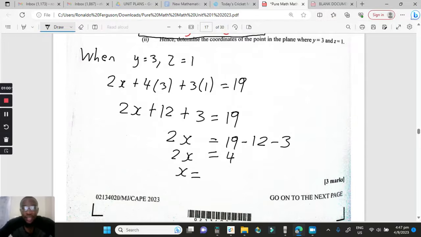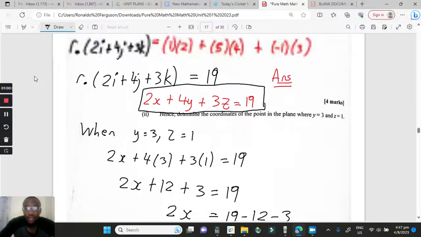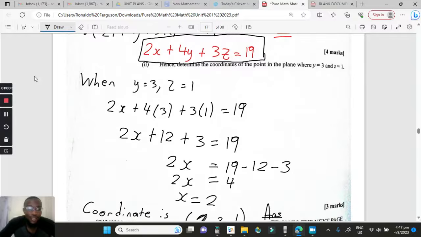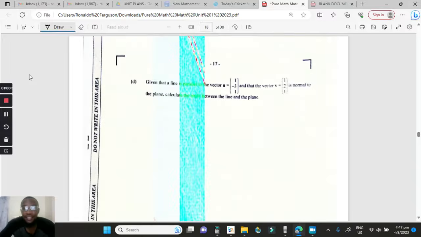Now, since x is 2, the coordinate point is: x comes first, y comes second, z comes last. So (2, 3, 1). That's it. (2, 3, 1). All right, so that is that.